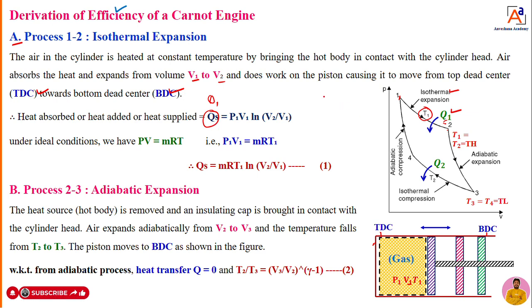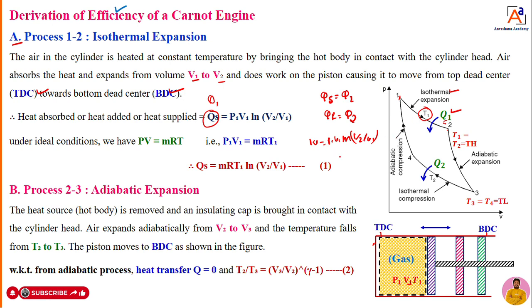Both are the same, so you can see some notation now. QS is equal to Q1. Some authors take heat supplied, some take Q1. Some authors take QR as heat rejection, some take it as Q2. It's up to you. I'm using both notations here for my convenience. So for the heat supplied, we already know the isothermal expansion work. We know that the expansion work is P1 V1 ln of V2 by V1. This equation we know already, the work done for an isothermal expansion process.